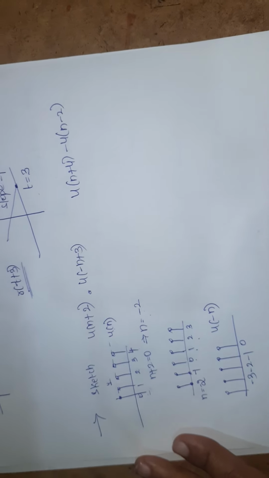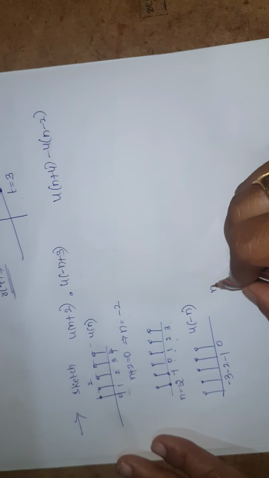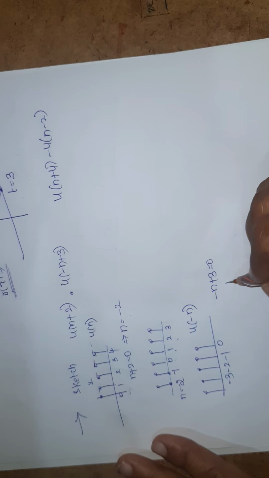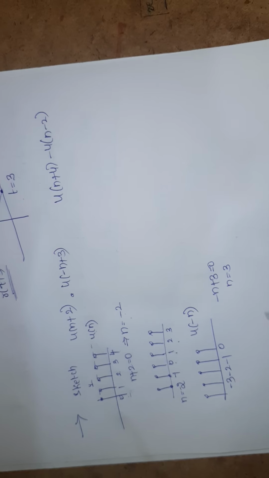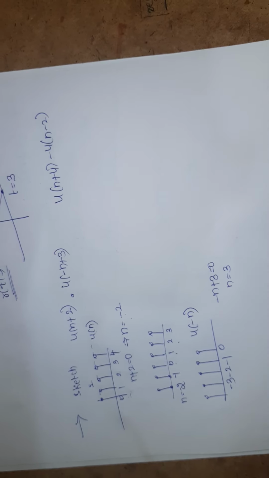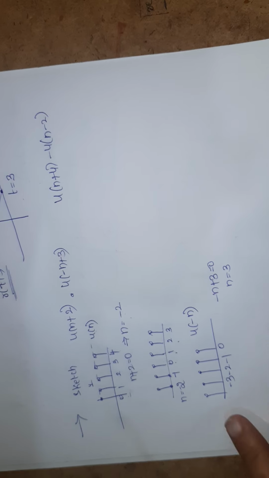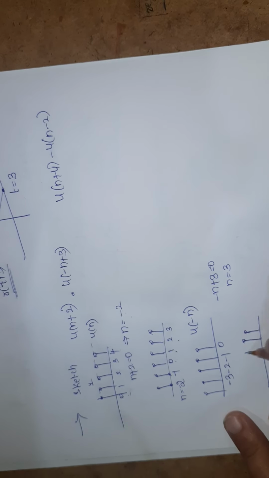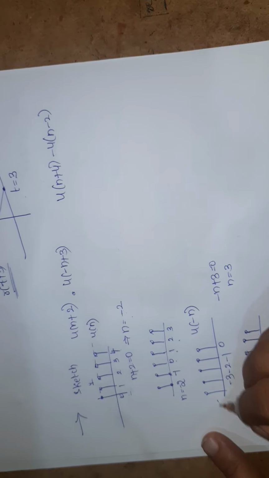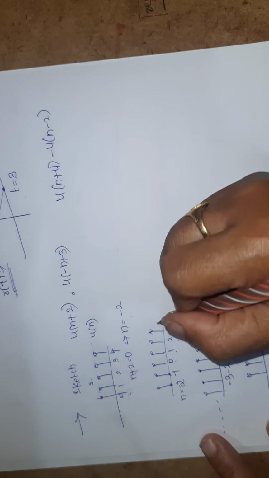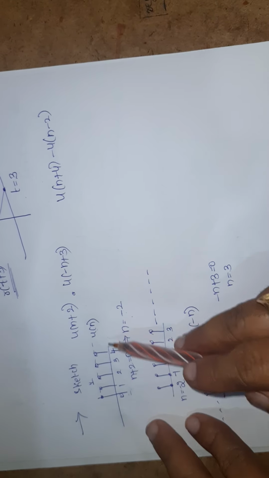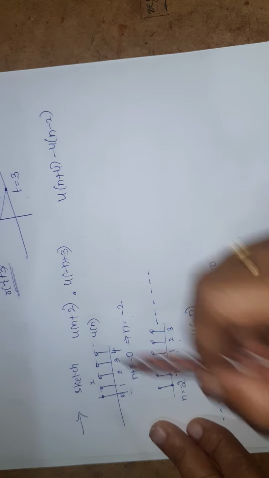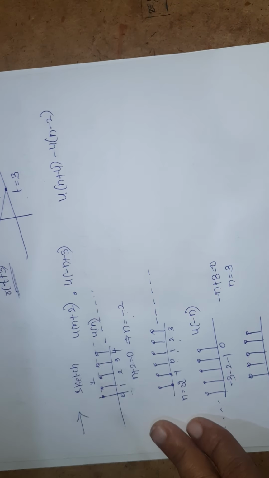And what is u of minus n plus 3? So minus n plus 3 equal to 0 means n is equal to 3. So here the samples are starting from n equal to 3 and they are moving towards the left side. So here like this. These are the samples. Okay. So in the u of n, we are not having any samples on the left side. Only we are having infinite samples on the right side.